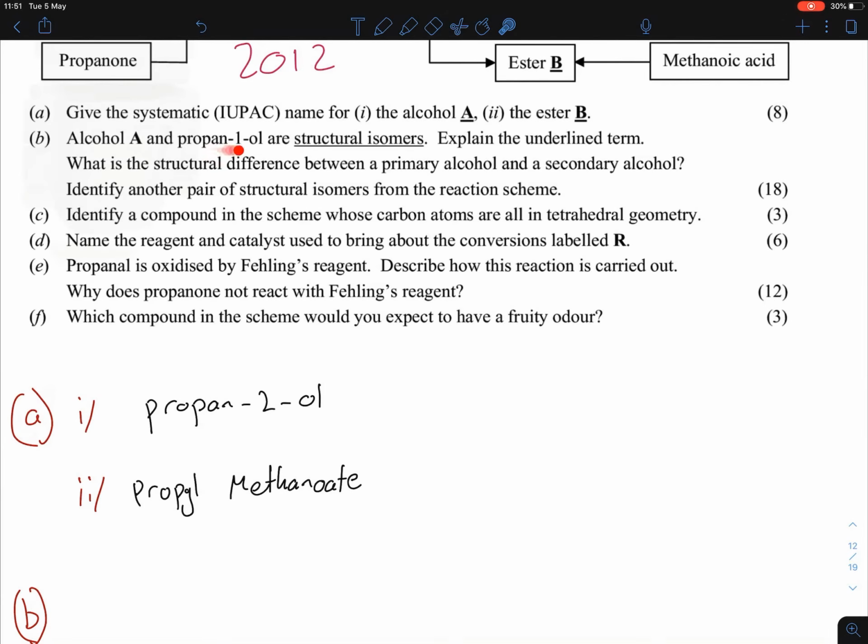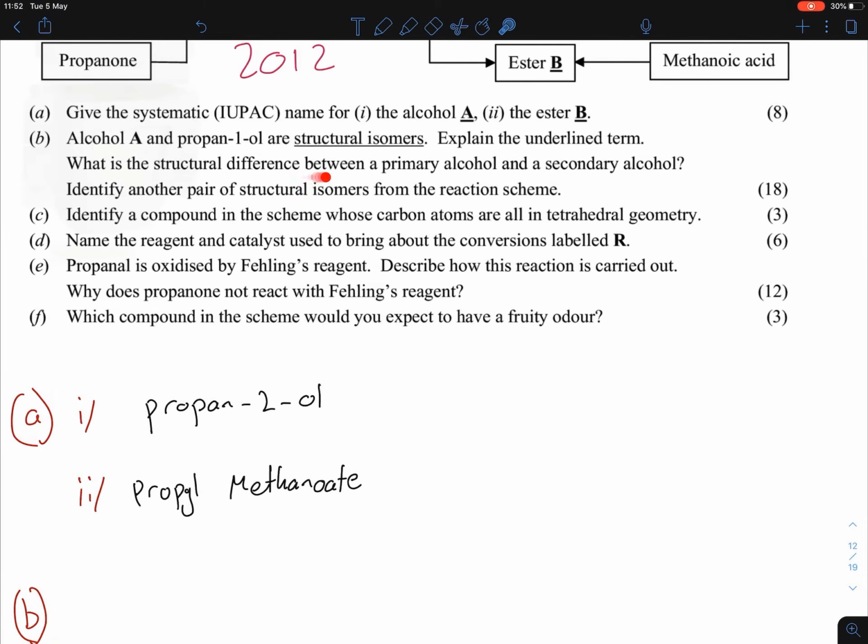B: alcohol A and propan-1-al are structural isomers. Explain the underlying term. We're not going to do that now. What structural isomers are, just say what it is. It's compounds with the same molecular formula but different structural formulas. That's all you have to say. Same molecular formula, different structural formulas.